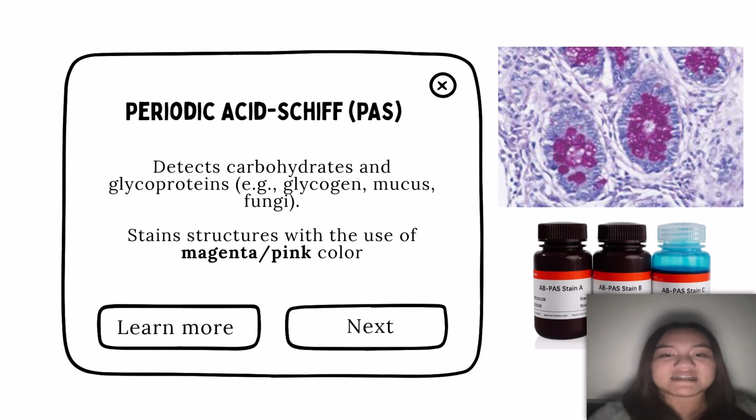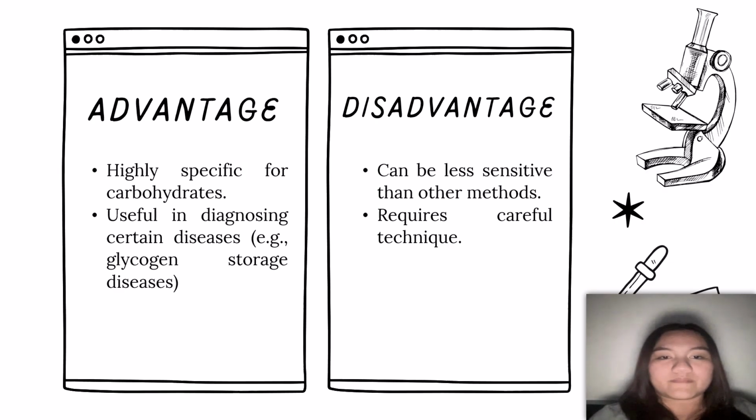Second is the periodic acid Schiff or PAS. It detects carbohydrates and glycoproteins like glycogen, mucus, and fungi. It also stains structures with the use of magenta or pink color. The advantage of PAS is it is highly specific for carbohydrate, which is useful in diagnosing certain diseases like glycogen storage disease. Also, it has a limitation or disadvantage because it can be less sensitive than other methods and it requires careful technique.